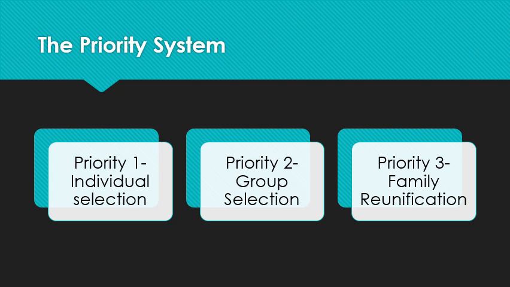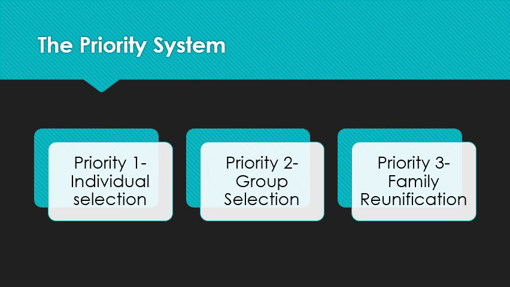Priority 2 is the group selection. This is for specific groups who have been identified by the Department of State as being in need of resettlement. Often, there are individuals of a specific ethnic, religious, or national identity which have been persecuted or oppressed in their home country. And priority 3 is family reunification.